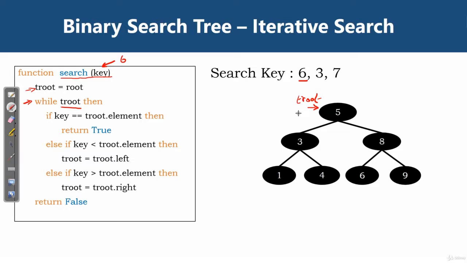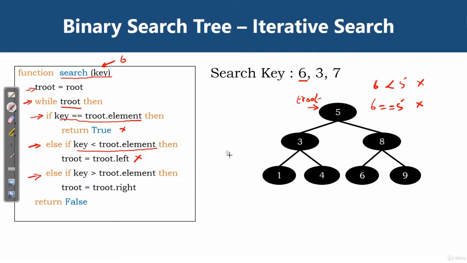Within the while loop, the first statement is to check whether the search element or key is equal to the element within the node. So the condition 6 equal to 5 is false. The statement within the if statement will not execute. Then we check if the key is less than the element in the node. That is, 6 is less than 5. This statement is also false. So the statement within the else-if will not execute.